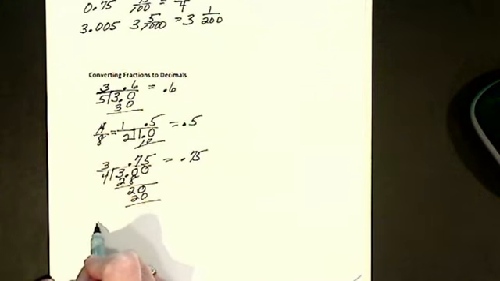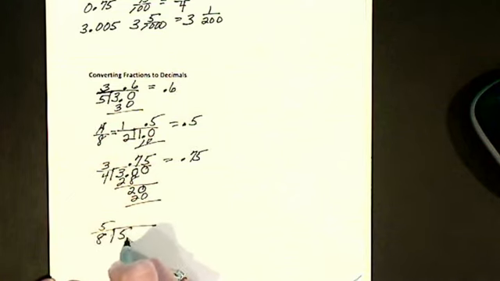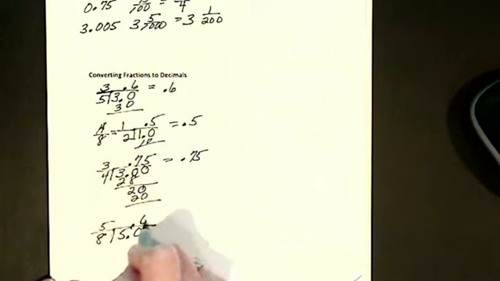So let's see. We'll do one more here. Let's say I have 5/8. Have to divide 8 into 5. I'll start with 1 0. I get a 6. 6 8s are 48.